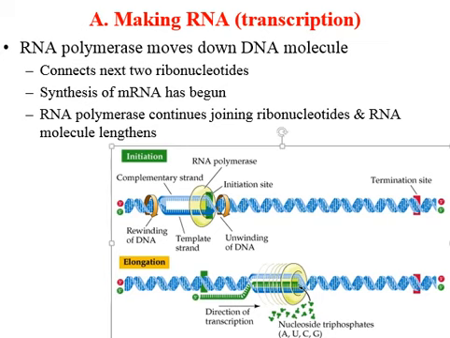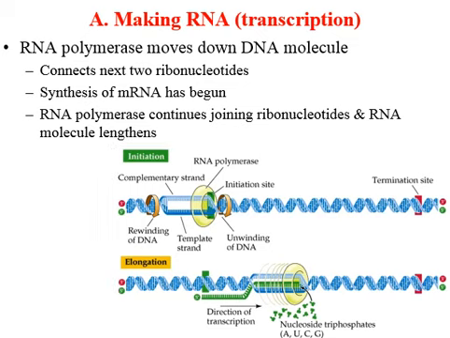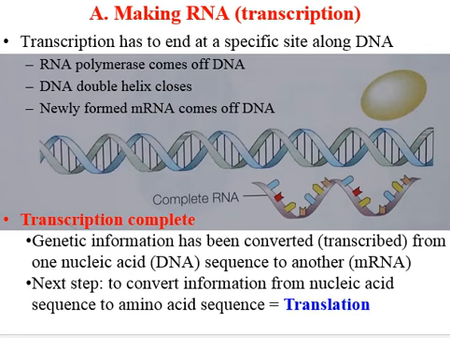all the way to the end, and it's going to get to this point where there's no match, and this is going to be a signal for the synthesis of messenger RNA to stop. This is bringing in one ribonucleotide, another one. It's going to proceed all along here until you get to this termination site where there's a signal for this whole process to stop. So let's look at that in a little more detail.